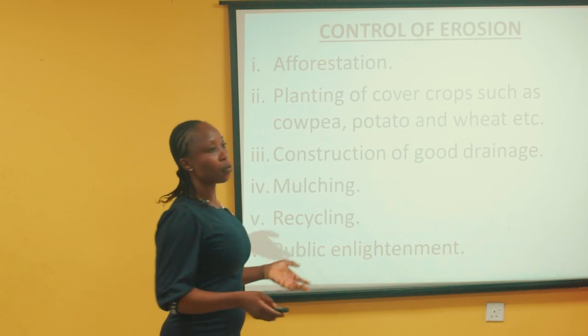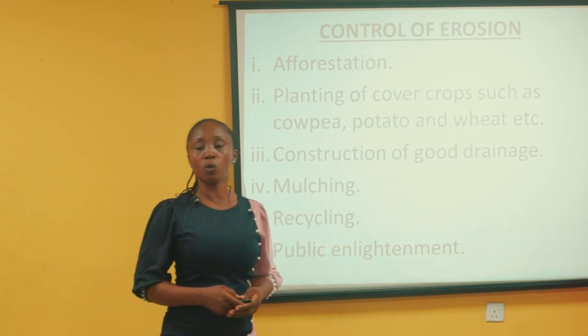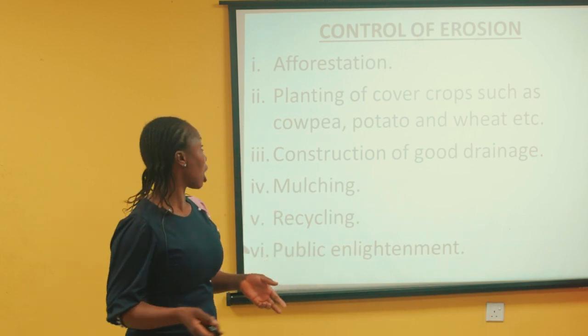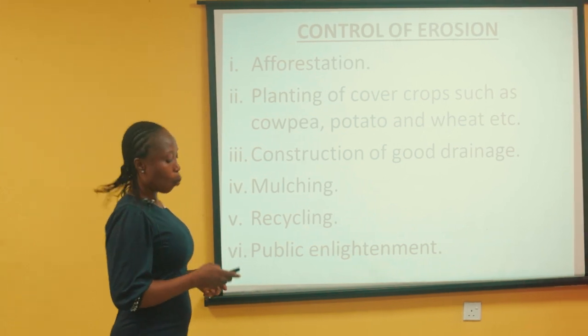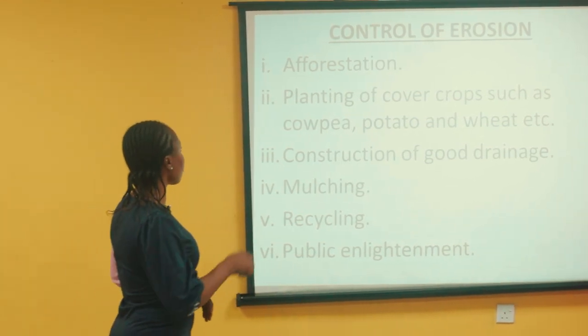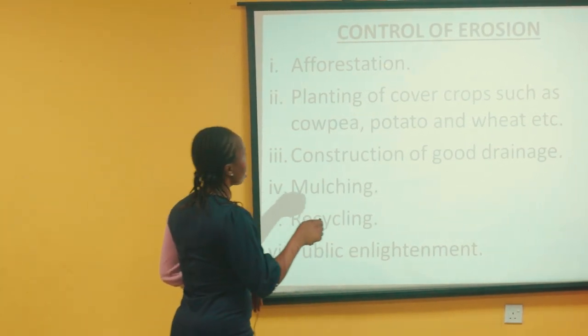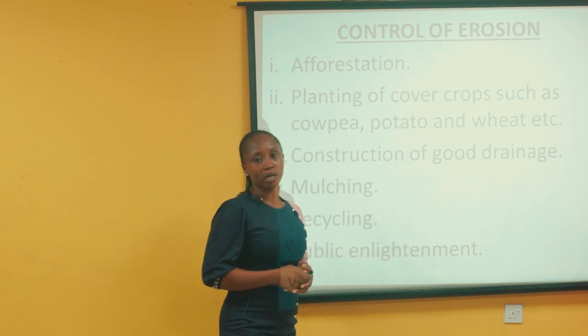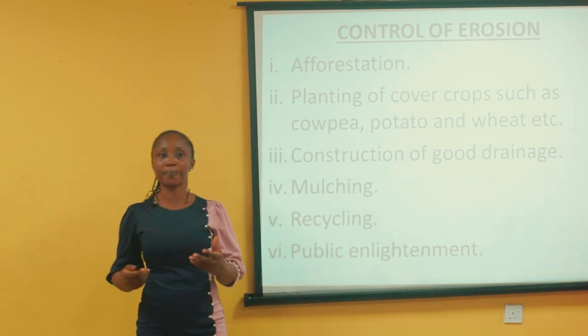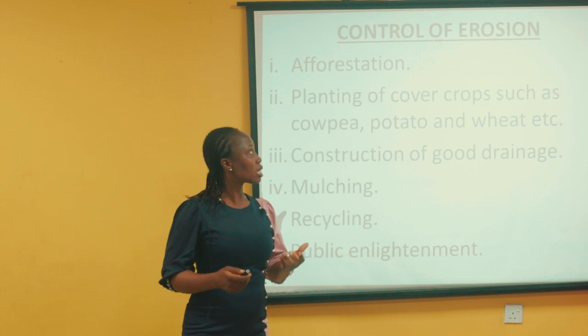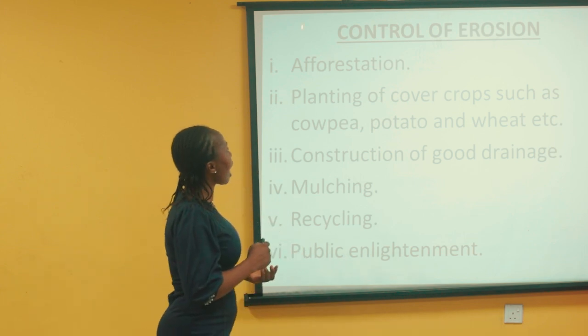Now, how do we control erosion? Do we just allow erosion to ravage our environment? No. One of the things we can do, firstly, is afforestation. And what is afforestation? Afforestation is the planting of trees. We must learn to plant trees around our environment.